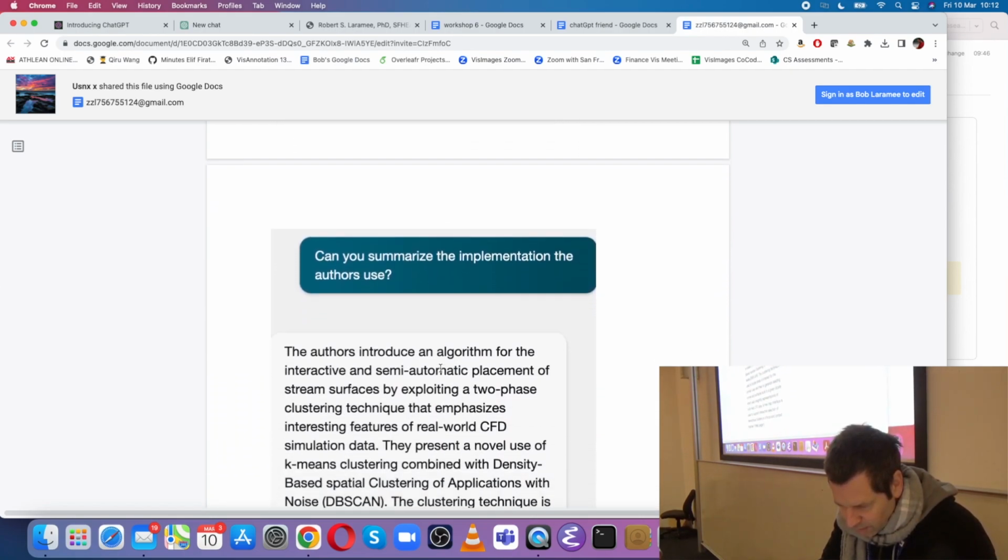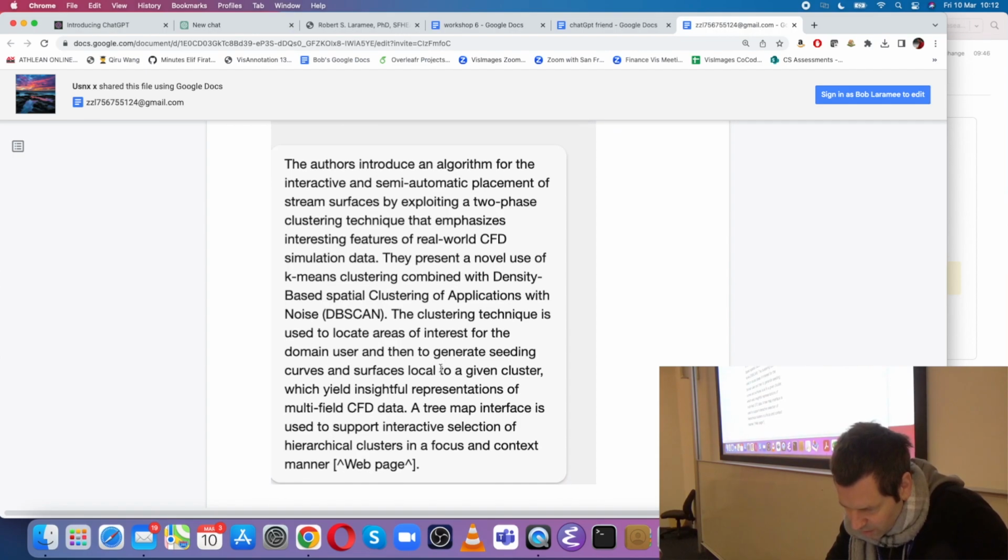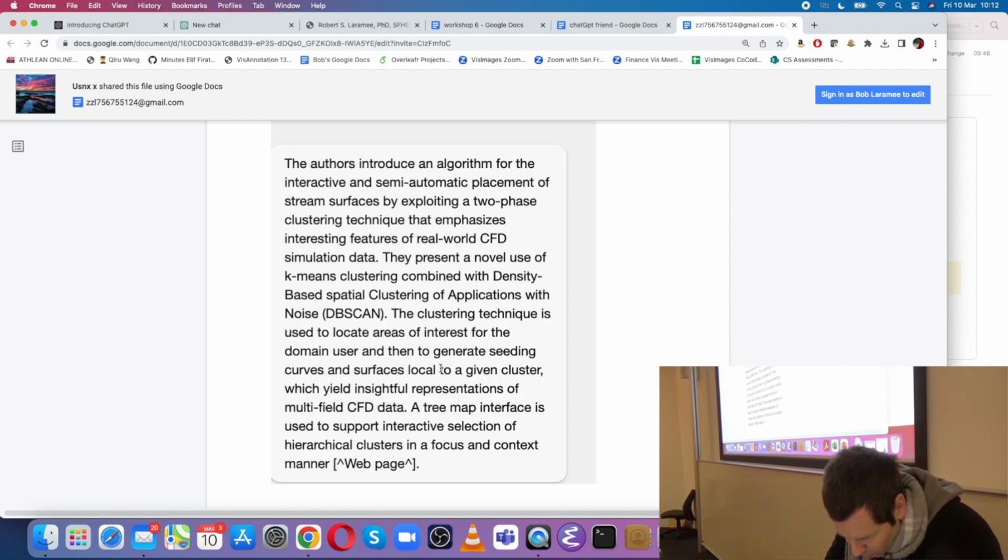The authors introduce two-phase clustering. Okay, they present a novel use of k-means clustering combined with density-based clustering with noise, DBSCAN. Yes, I would say that's correct. What does this mean? The web page. You can present this web URL. Okay. This is good.